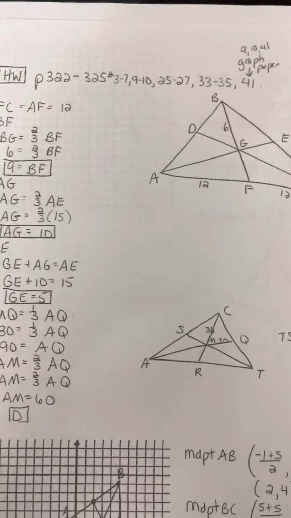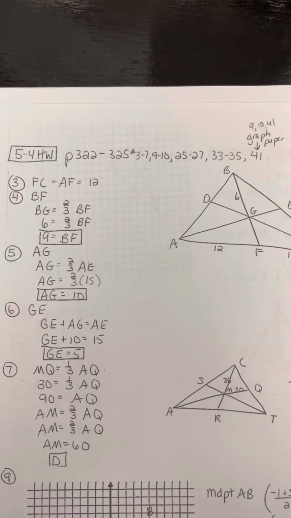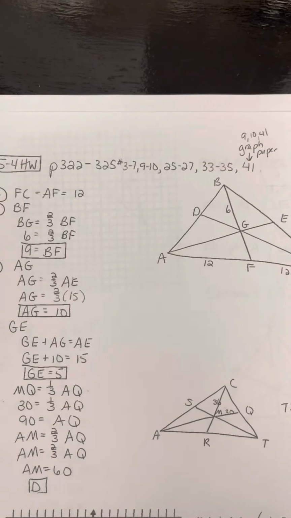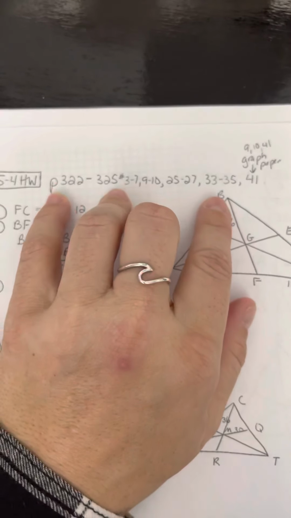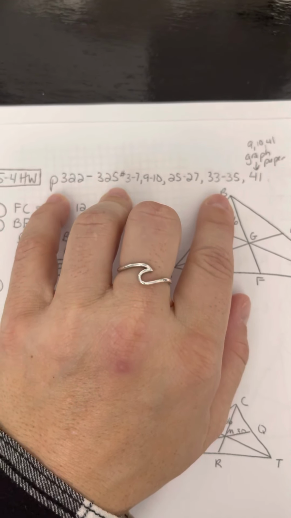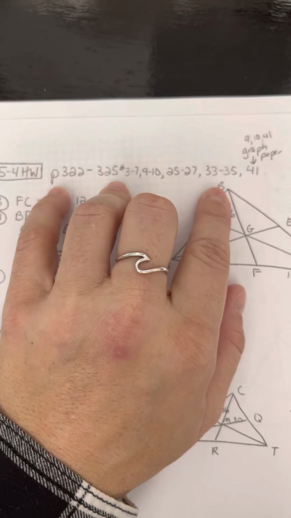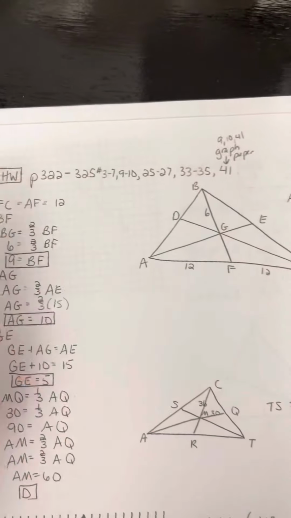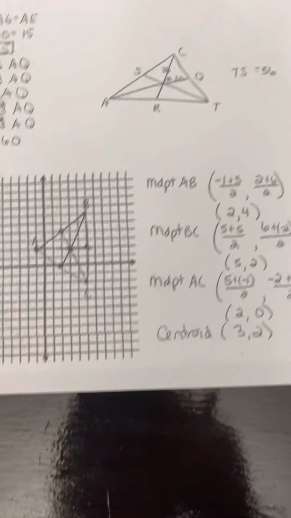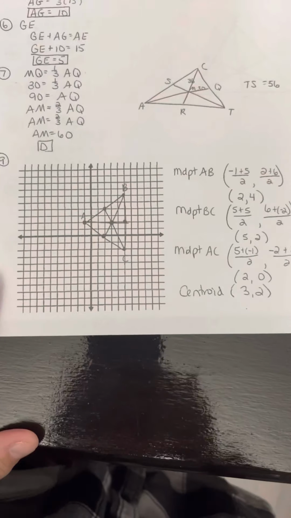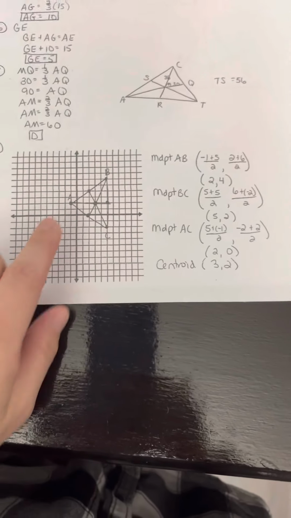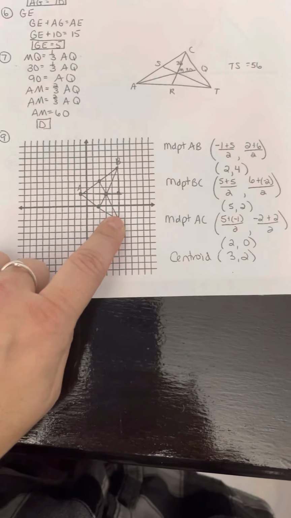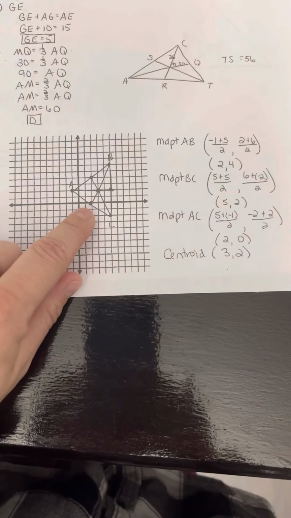Okay, here is your homework. You will need graph paper for a few of these problems, and I want to talk about them. So here's your homework. If you want to, pause the video and jot down your homework. I do want to point out that there are a few problems on here. For example, number 9, you're going to plot the 3 points. You're going to find the midpoint of each side.